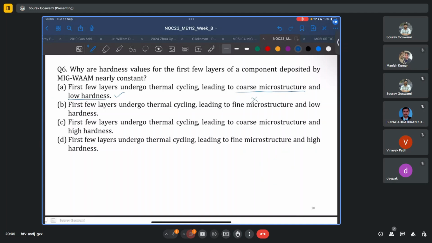Is it because the first few layers undergo thermal cycling, leading to coarse microstructure and high hardness? While the coarse microstructure part is correct, this will often lead to lower hardness and not high. And the first few layers undergo thermal cycling, leading to fine microstructure and high hardness. The thermal cycling will lead to coarser microstructures. So option A is correct.